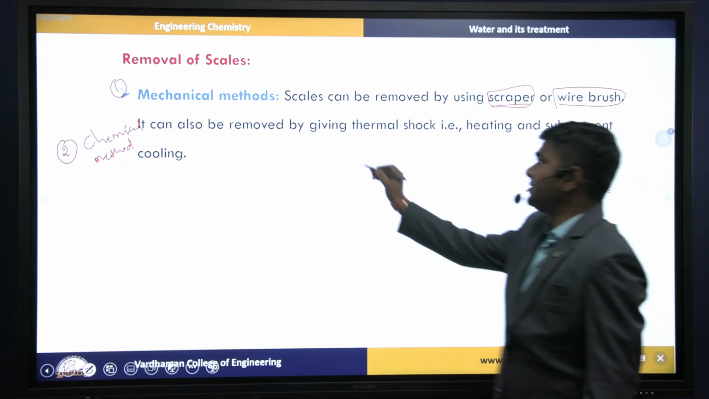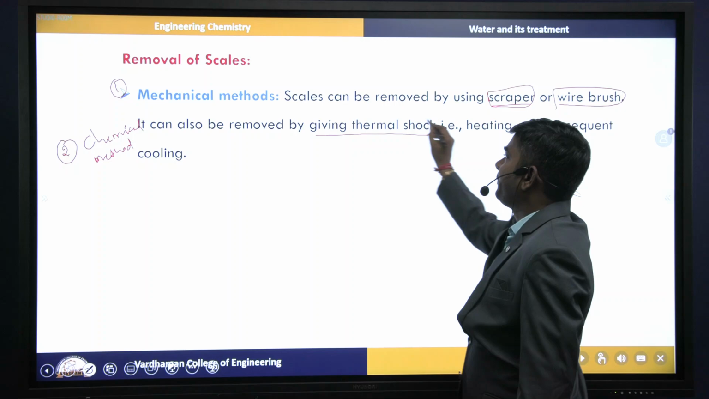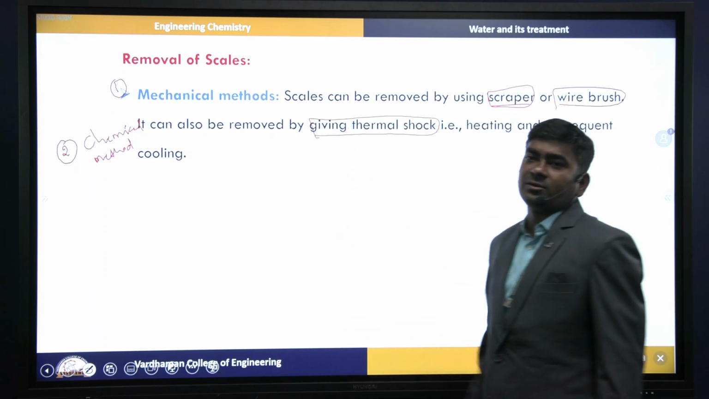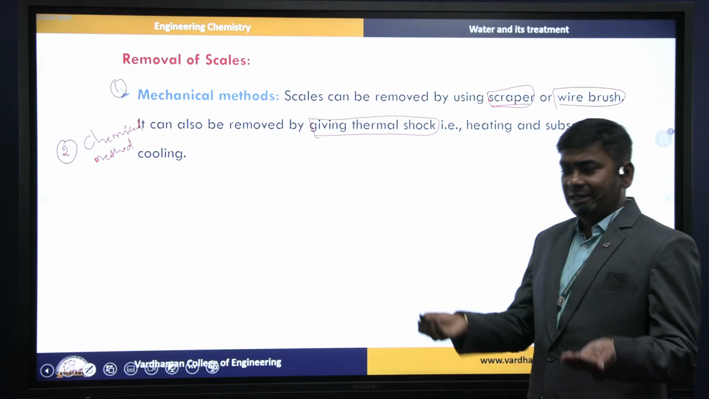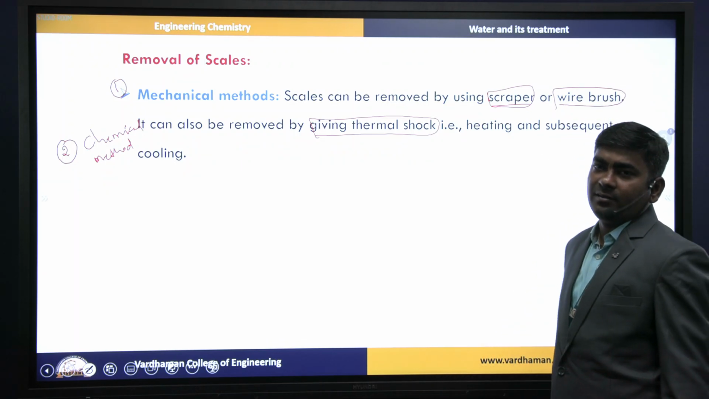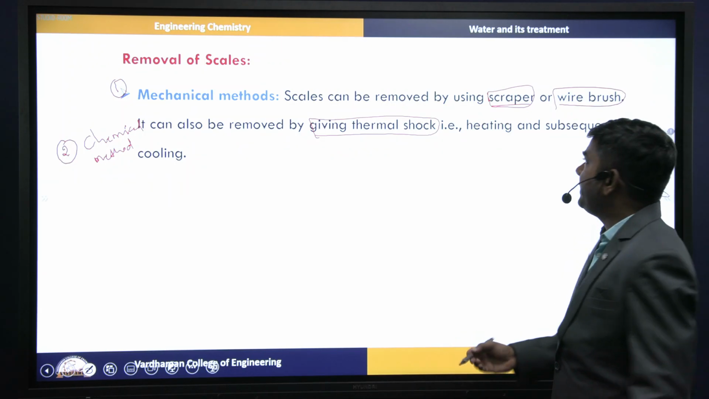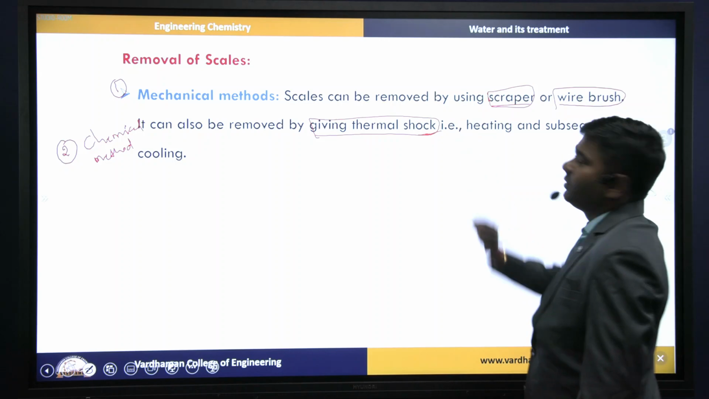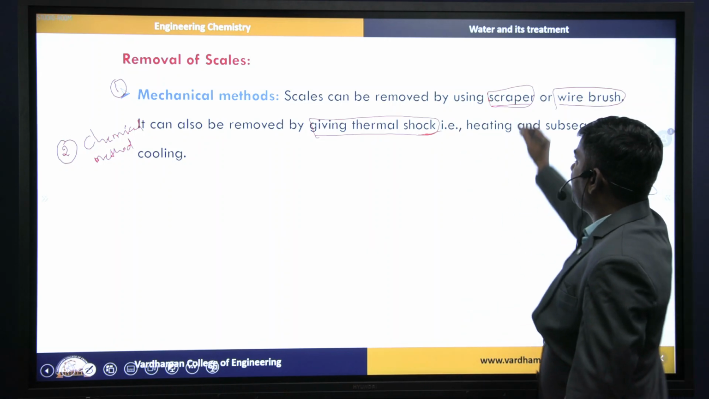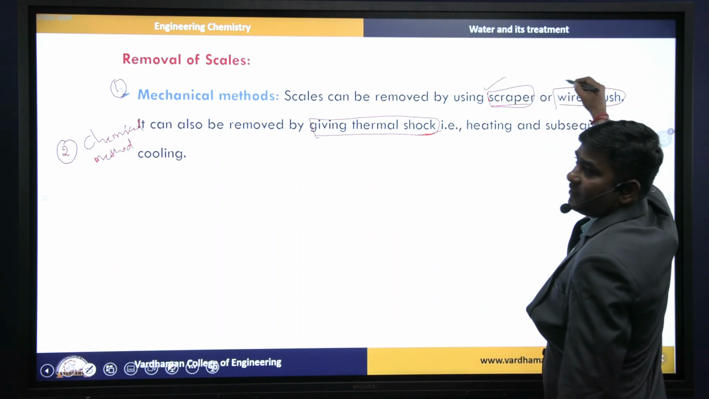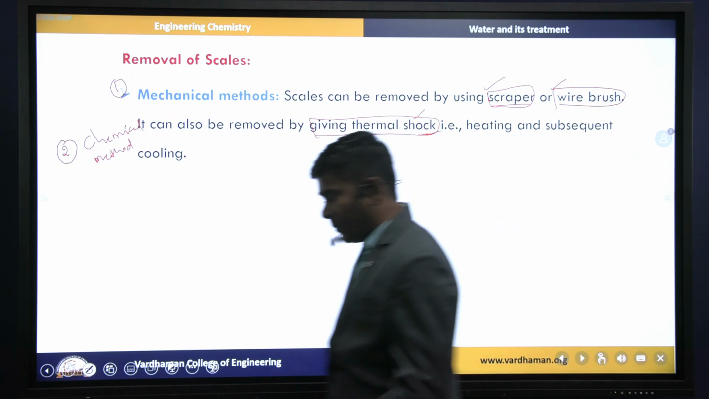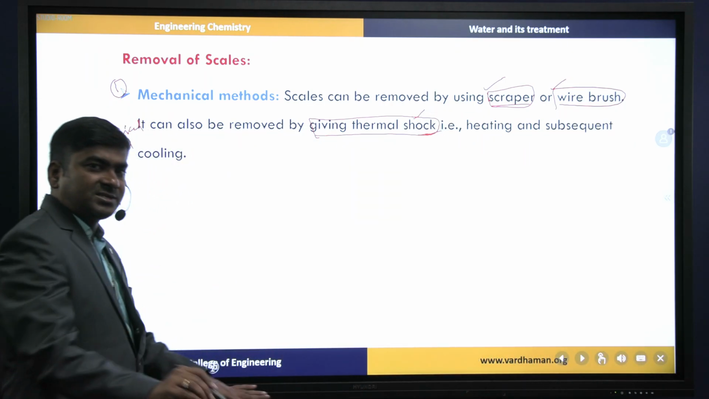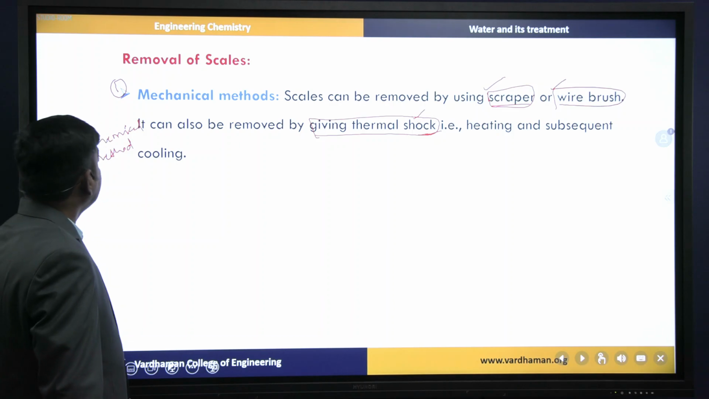Another method is giving a thermal shock. That means raise the temperature suddenly or decrease the temperature suddenly. That is called thermal shock. So here either take the help of a scraper or wire brush, or go for giving thermal shock, that means raise the temperature suddenly or decrease the temperature suddenly.